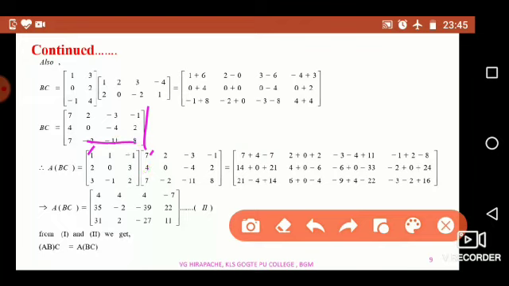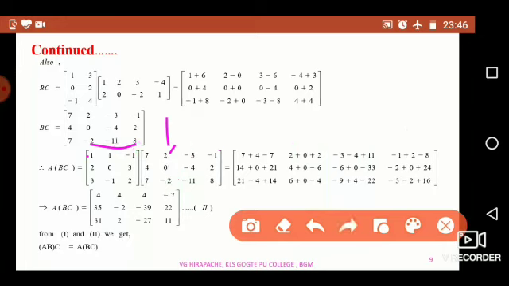Similarly, we can multiply the same row with the second column. Therefore 1 times 2, 1 times 0, minus 1 times minus 2, so we get 2 plus 0 plus 2. Finally, the same row with the third column gives minus 3 minus 4 plus 11, and the same row with the last column gives minus 1 plus 2 minus 8.